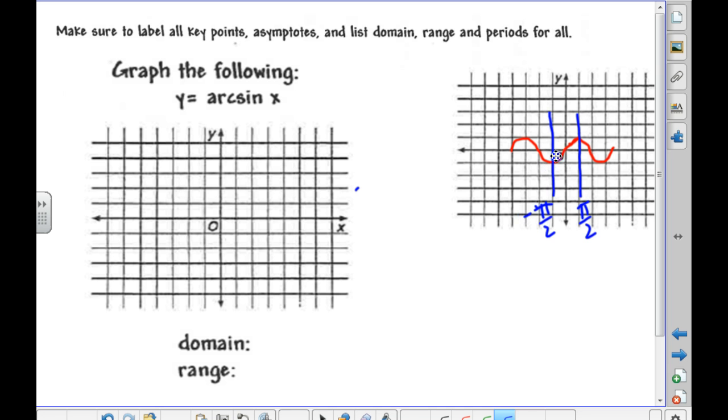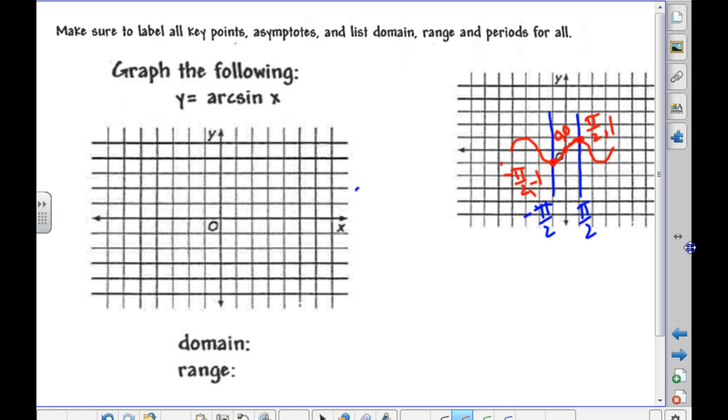Okay? So I need 3 ordered pairs on this sine graph, and then we're going to do the inverse. What are these 3 ordered pairs? 0, 0. Good job. Pi over 6, 1/2? No, pi over 2, 1. Oh, yeah. The other end is negative pi over 2, negative 1.